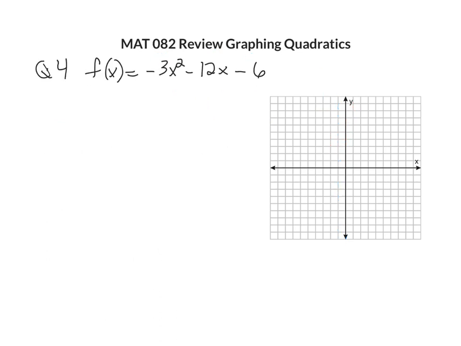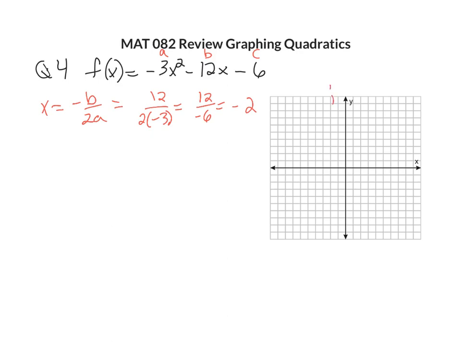Question number 4. Our negative b over 2a for our axis of symmetry. b is negative 12. So I'm going to have a negative negative 12. That's going to give me a positive 12 over 2 times negative 3. That'll be 12 over negative 6. When you divide that out, you'll get your axis of symmetry is at negative 2.